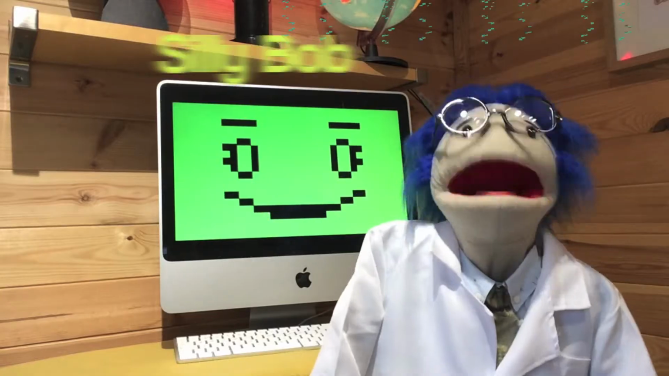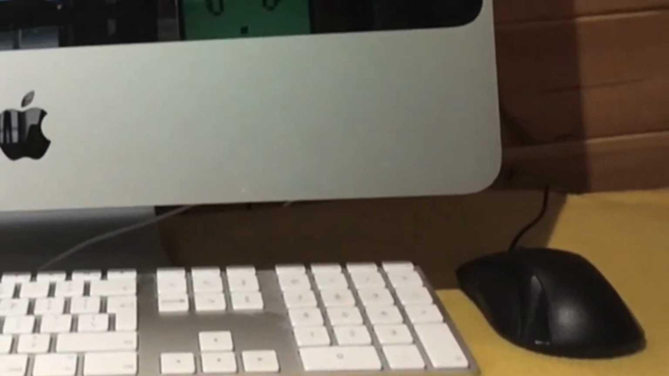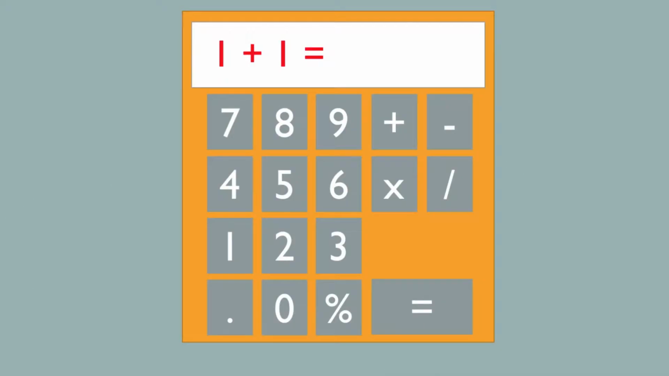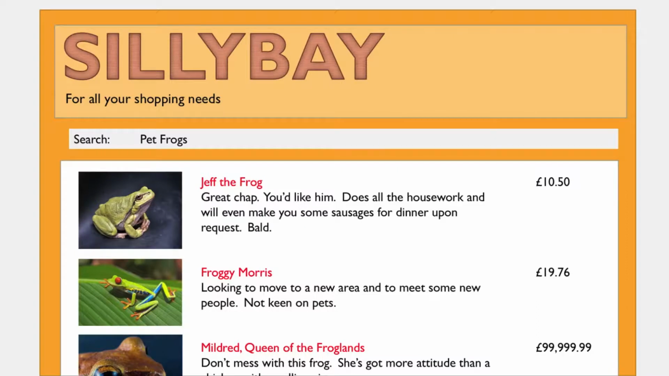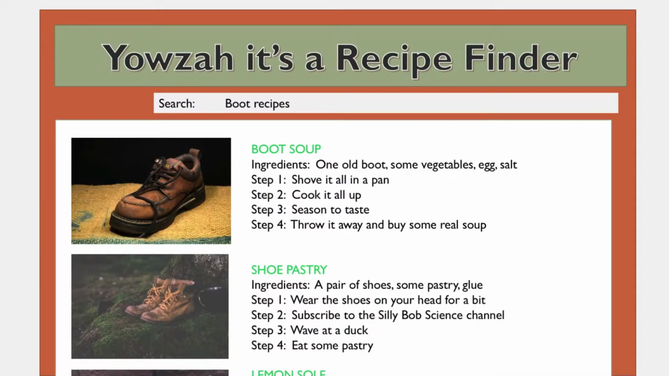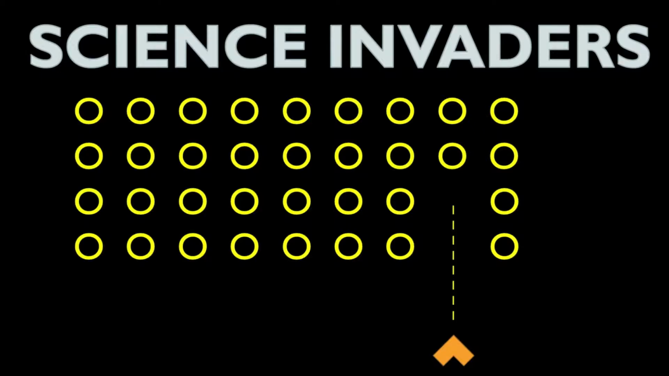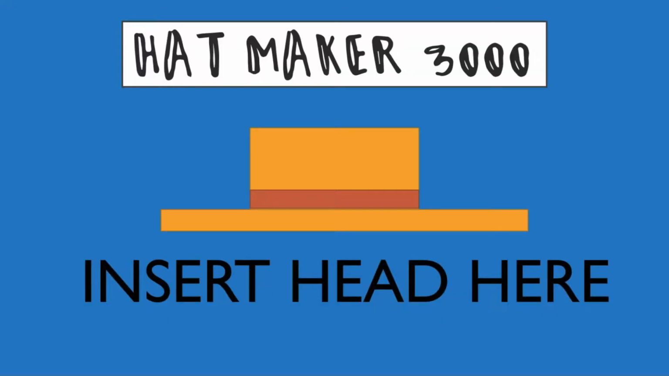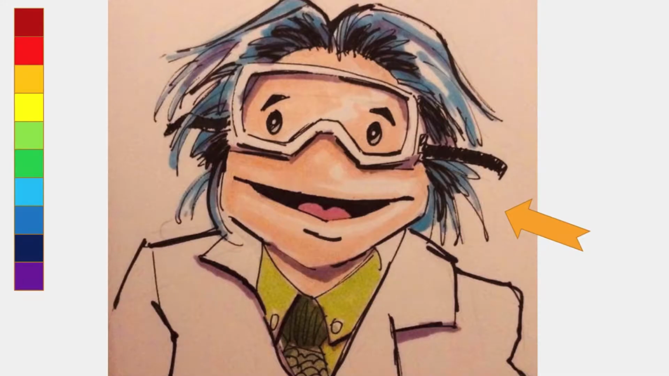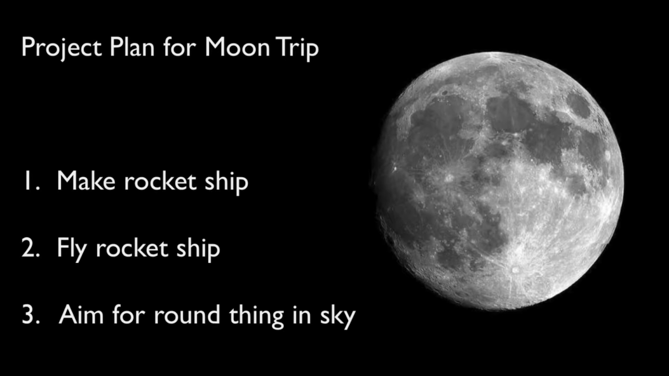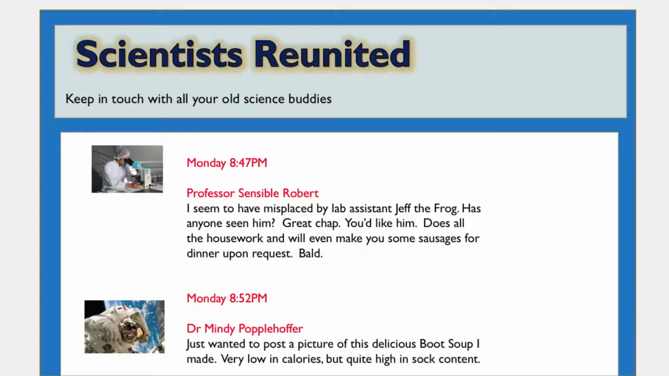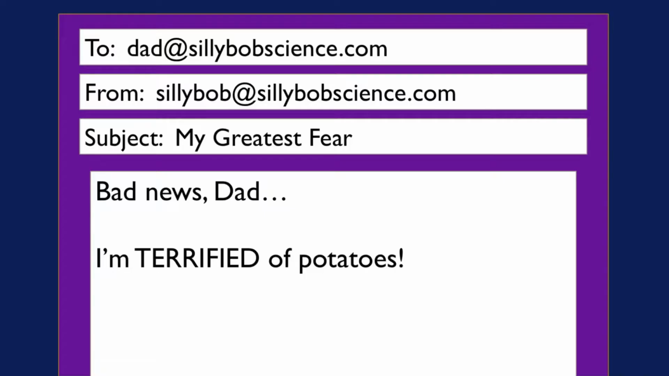The computer, such a wonderful machine. When you use a mouse and keyboard, you make things happen on a screen. It can figure out hard sums, or help you write a book about how you shop for frogs online or find a recipe to cook. You can play a game, design a hat, or compose a jaunty tune. It can help you create art or plan a voyage to the moon. It can help you keep in touch with friends you haven't seen in years, or send an email to your dad to share your greatest fears.